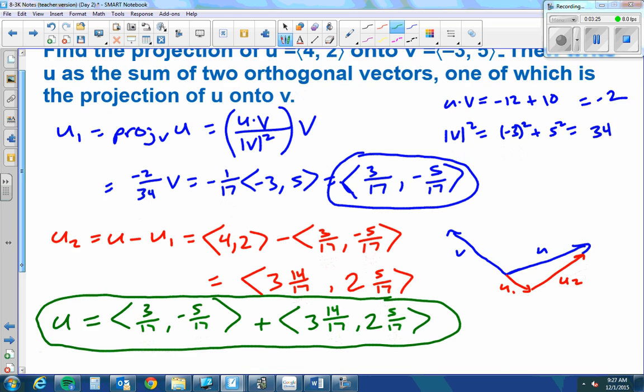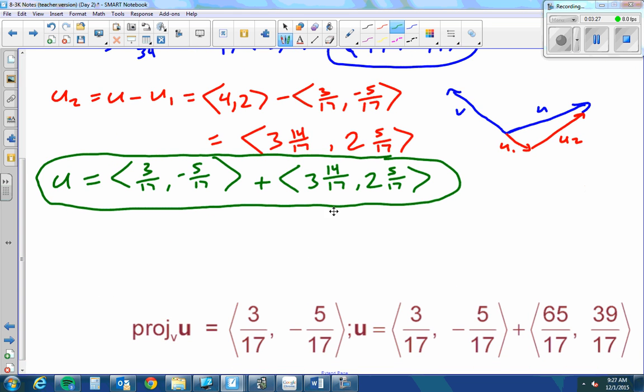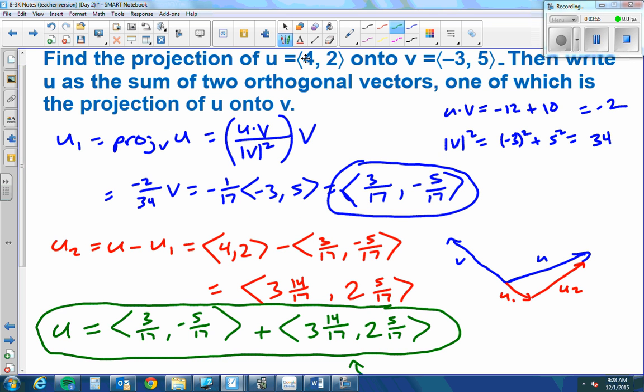Now, you could express it like they did, as just keep everything in fractions. So like 2 over 17, I mean, no, 2 is equal to 34 over 17. And 4 is equal to, what, 68 over 17? That's what they did. They got everything to be fractions and then did the work that way. Same difference. And check your work, once again, these should add up to equal U, which was the 4, 2.